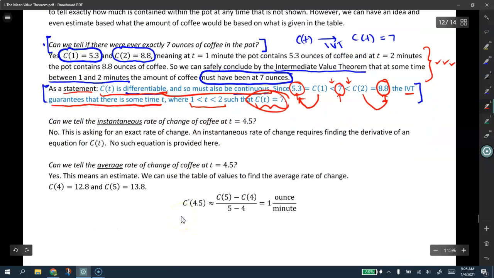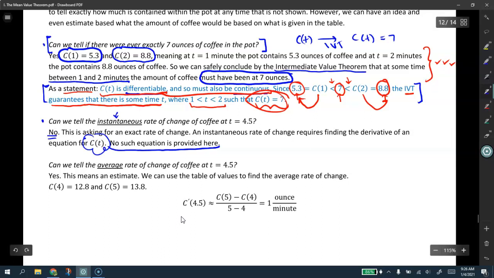All right, now the next question asks, can we tell the instantaneous rate of change at t equal to 4.5? So instantaneous rate of change, what does that mean? That means the slope of a tangent line. And the problem is we don't really have an equation here. We have only been given selected values, and even that is of C of t. We don't know anything about C derivative of t at 4.5. And so the answer is no. We cannot tell the instantaneous rate of change, because that would require an equation that we can take an exact derivative of.